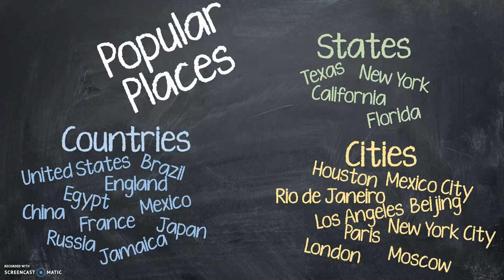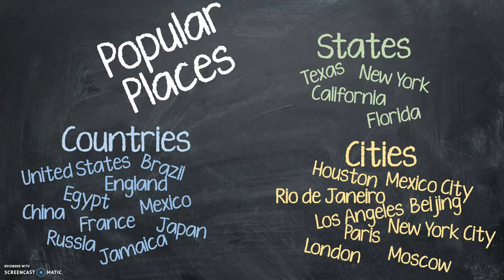Within our country, the United States, we have different states, right? We have different areas. Obviously, we live in Texas. Some of the more popular states among my students are places like New York, California, Florida. Those are some of the states. Like I said earlier, we've got 50 of them. I'm not going to write them all here. And then all over the world, you have smaller areas called cities. Houston, Mexico City, Los Angeles, Paris, London, Moscow, Beijing. All of these places are cities.